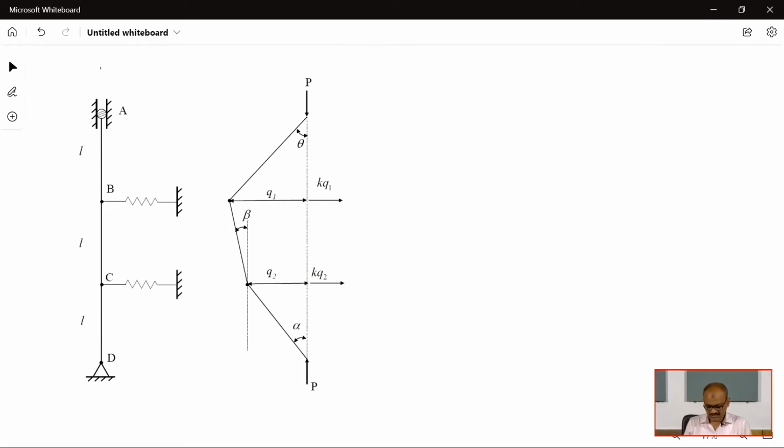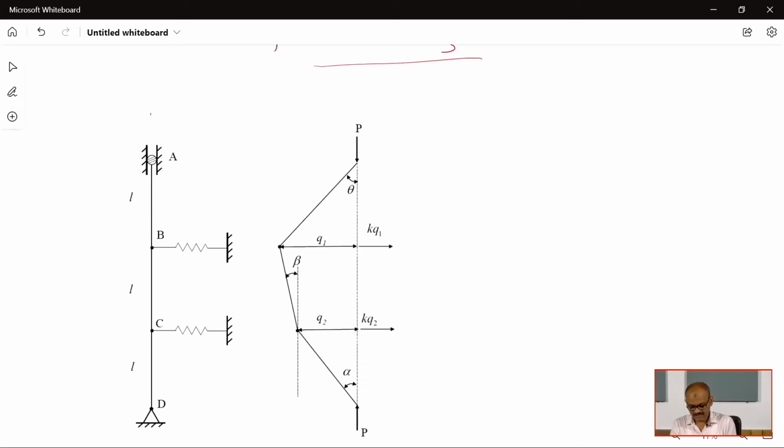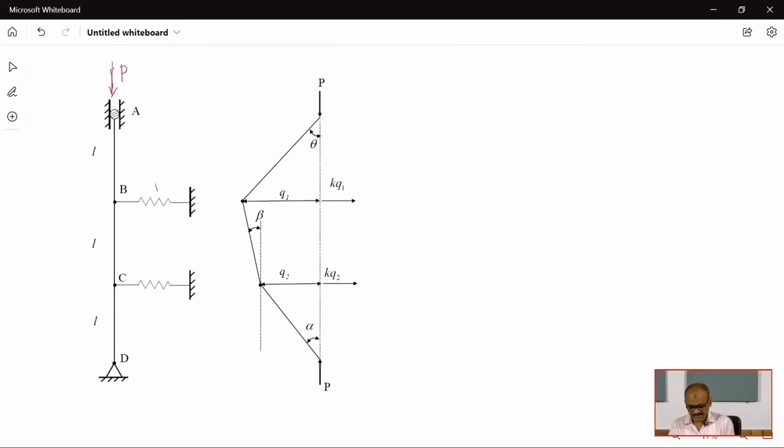This is a 2 degree of freedom system. Our objective is to find the load at which the system will be in stable equilibrium and when the system will be in unstable equilibrium. This is subjected to load P here. This is K and this is 2K. This is the undeformed configuration and this is the deformed configuration. Now, we will have to find the total potential energy of this system in the deformed configuration.